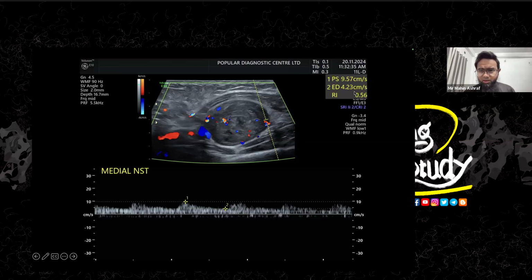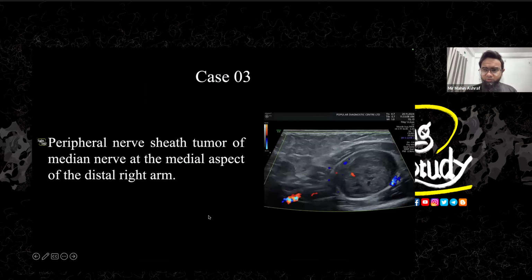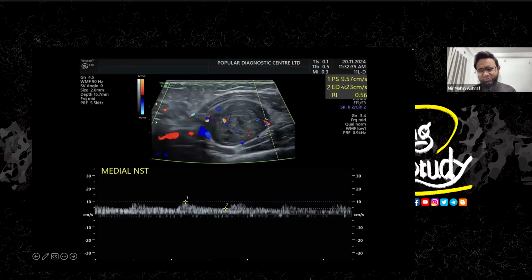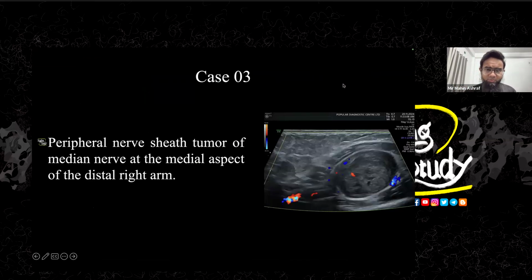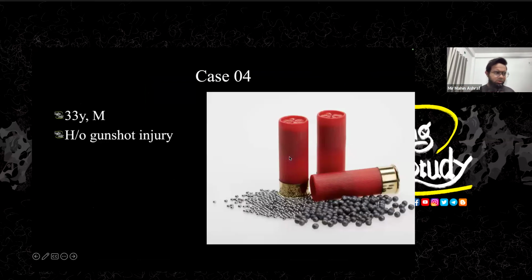Okay, so it's showing a moderate resistance flow, with a resistive index of 0.56. So not a very high amount of flow. It's around 9 centimeters per second, which is common for a nerve sheath tumor. So this is a peripheral nerve sheath tumor of the median nerve at the middle aspect of the distal right arm. Was it the right arm or the left arm? Okay.